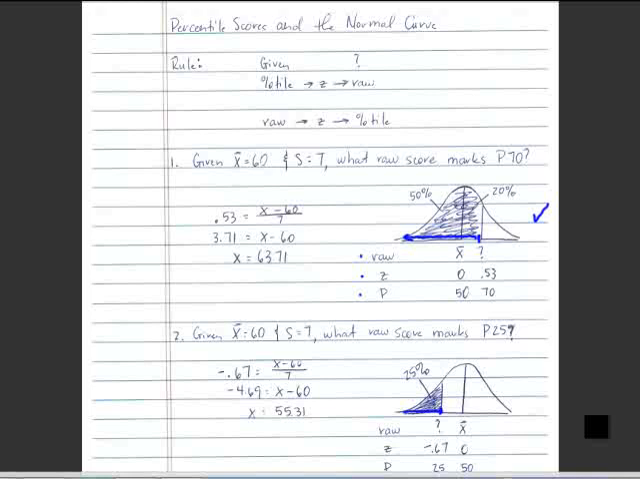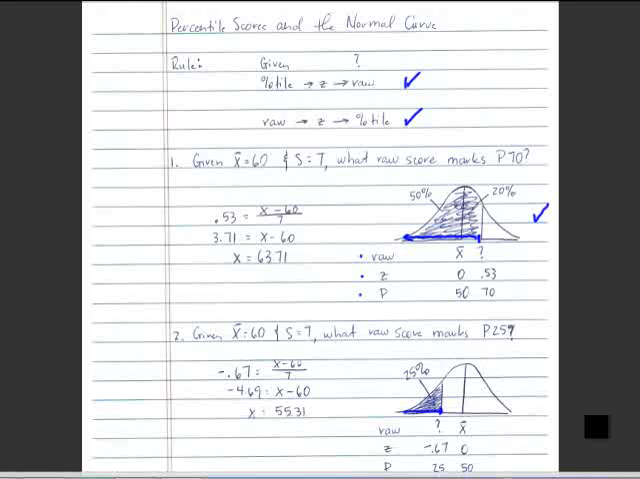Question number one, you're given that x bar is equal to 60, the standard deviation is 7. The question being asked is what raw score marks the 70th percentile. I'll give you a few seconds to think about it: are we using the top line of the rule or the bottom line of the rule? You have to stop and think, what am I given and what am I looking for? What you're looking for is a raw score, so we're going to be using the top line of the rule.